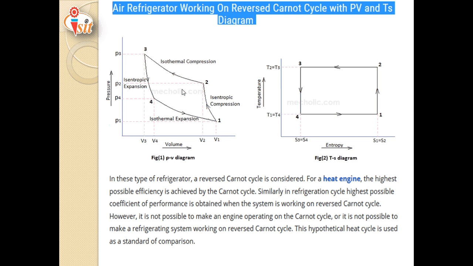For a heat engine, the highest possible efficiency is achieved by the Carnot cycle. Similarly, in a refrigeration cycle, the highest possible efficiency can be obtained when the system is working on the reverse cycle. But there is not a single machine which works on the Carnot cycle; it is a hypothetical cycle generally used for standard comparison. These are the four processes involved in the reverse Carnot cycle: isentropic compression, isothermal compression, isentropic expansion, isothermal expansion.